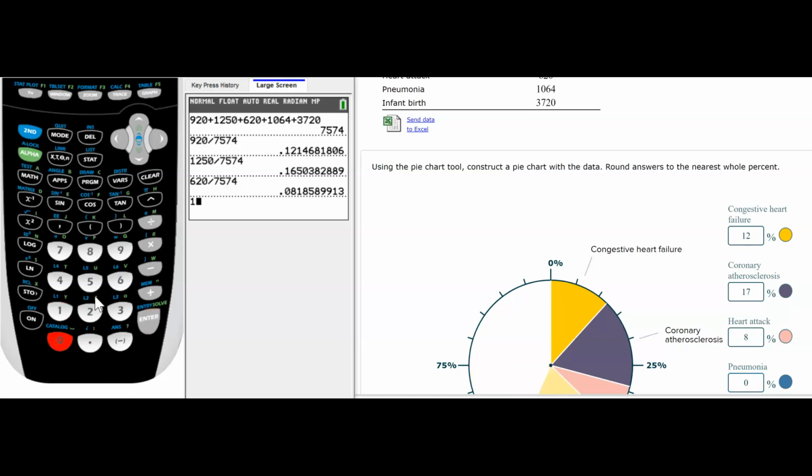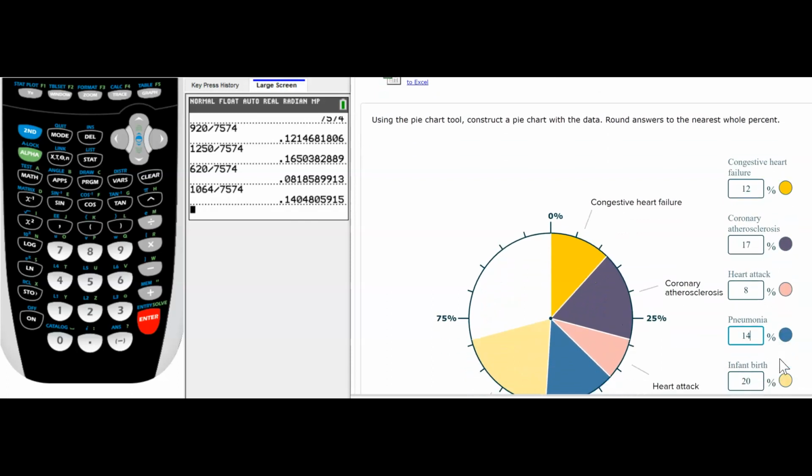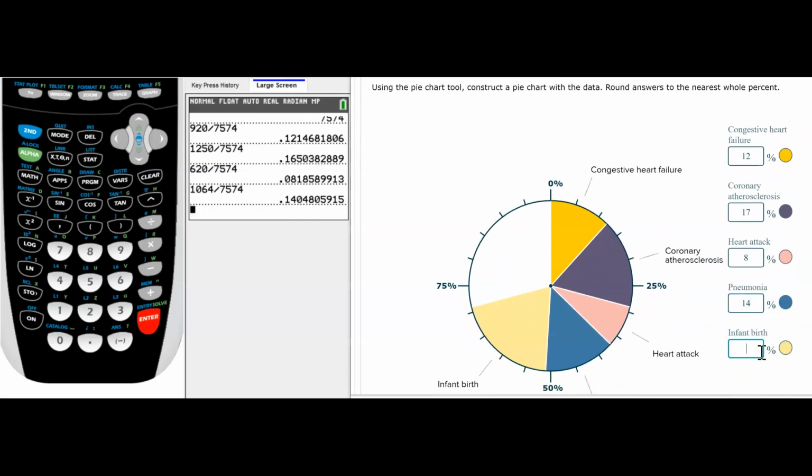Pneumonia, 1,064 divided by 7,574, and we end up with a little over 14%. So we can come down here and just say 14, enter. And then our very last one, 3,720 for infant birth. And so 3,720 divided by 7,574, you can see it's going to be almost 50%. It ends up being 49%. So when we put this last one in, it should finish our pie graph. And there it is. So that's how you're going to be doing this in Connect.